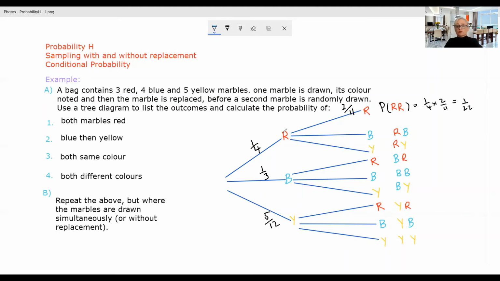If the first one is red, we've got 11 left. We haven't taken any of the blue ones out though, so there are 4 blues still in there. So the probability that the second one would be blue would be 4/11. So the probability of getting red then blue would be a quarter times 4 on 11. The 4's cancel and we get 1 on 11. If the first one is red, then the probability of the second one being yellow will be 5 on 11, because there are 11 marbles left in there and 5 of them are yellow.